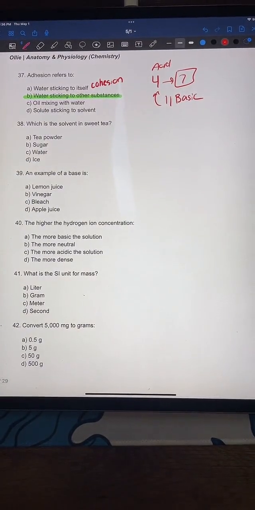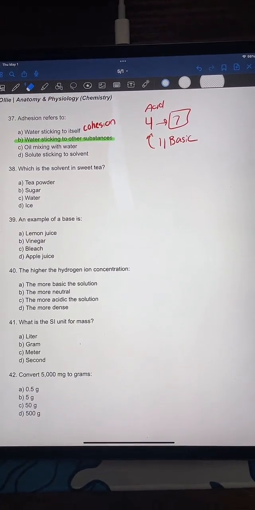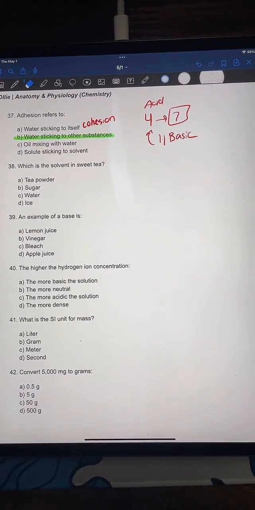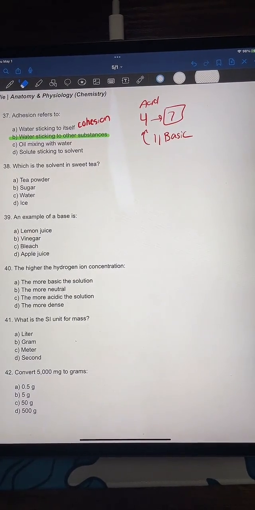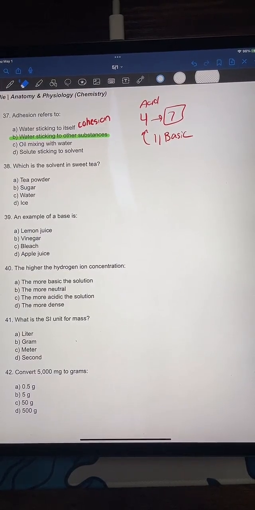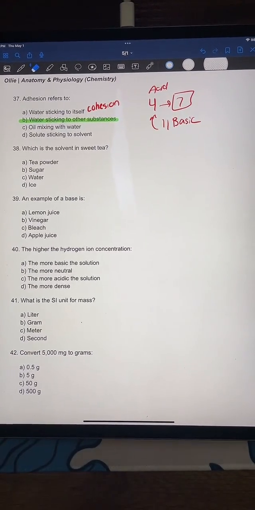Number 38. Oops, my live stream wants me to make sure that I'm still here. Give me 1 second, guys. I'm so sorry. I hate these. There we go. I hate those things to make sure that I'm still active.